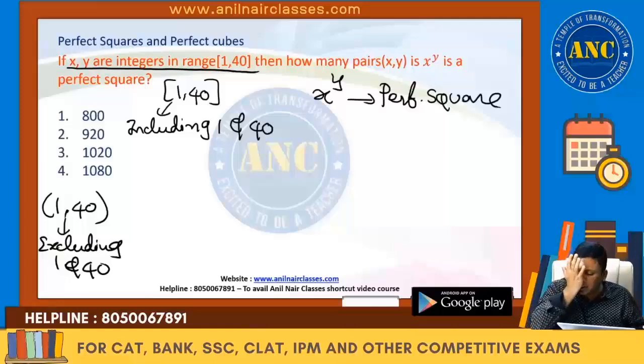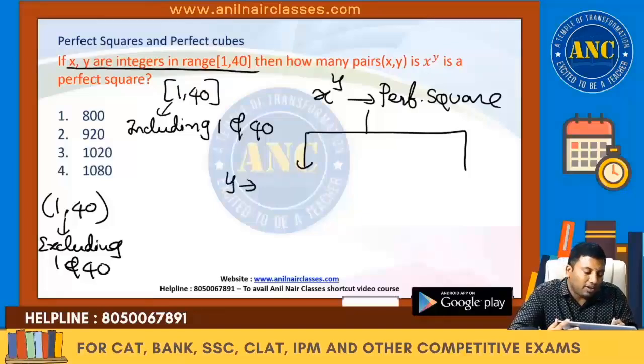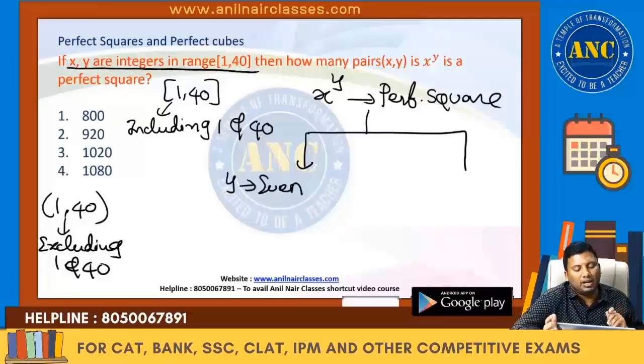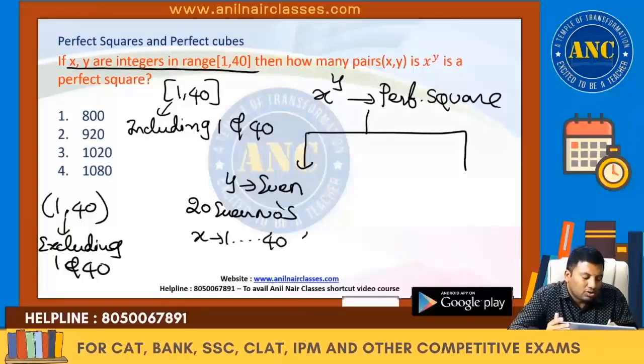This expression x to the power y will be a perfect square under 2 cases. For any perfect square, the power should be an even number. How many even numbers are there? 20 even numbers are there. From 40 numbers, 20 are even, 20 are odd. x can take any value from 1 to 40, so total 40 values are there.